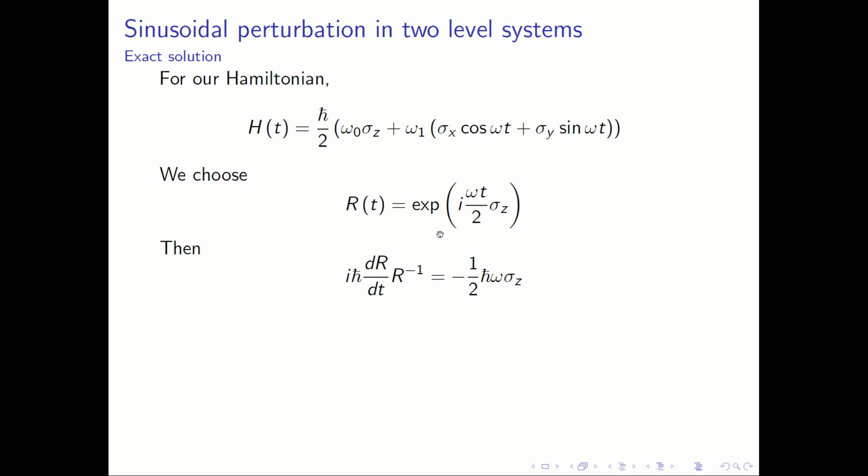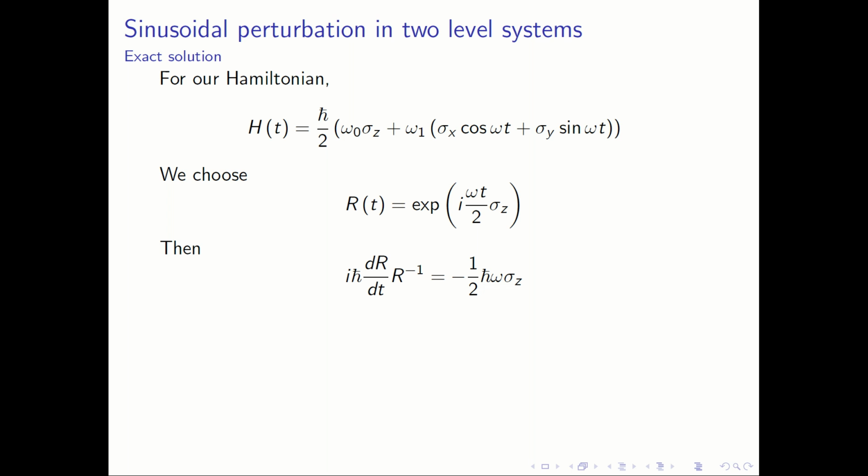It's very easy to see that if you differentiate dR/dt, you will get i omega by 2 sigma z down. R inverse of course will cancel whatever exponential is left, and in addition to that you have an i h cross in the front that will give you the minus half h cross omega sigma z. So that was straightforward. What about R H R inverse?